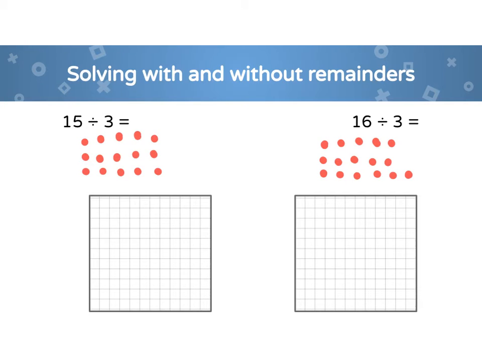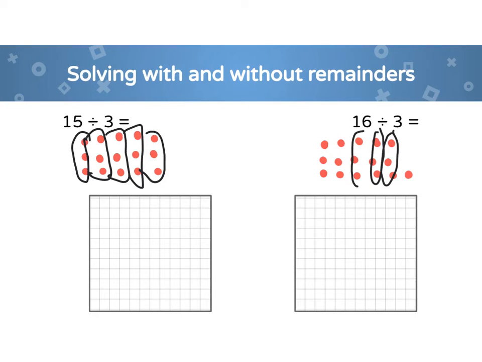Okay, so you'll notice that I did my array in groups of 3. So if I divide these up into groups of 3, I'll have 1 group, 2 groups, 3 groups, 4 groups, 5 groups. So my quotient would be 5. Here it's the same amount except 1 more. So I'm going to have 5 groups with 1 left over, or with 1 remainder. Okay, so I'm going to stop the video and make my area models.